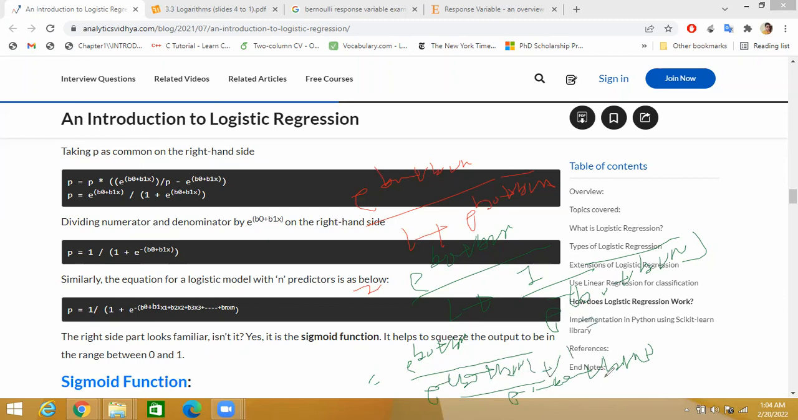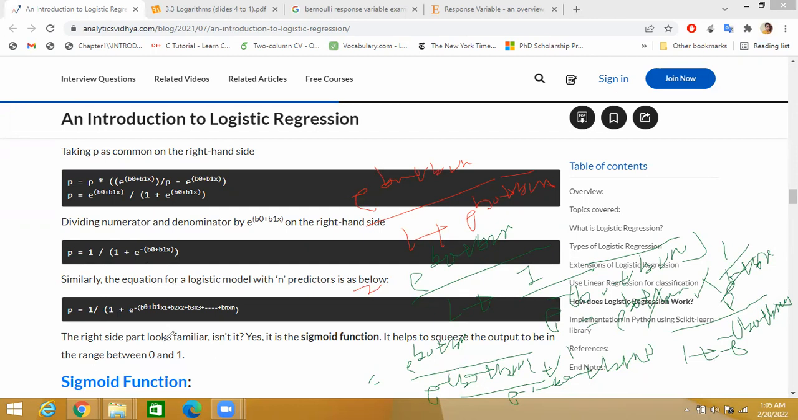Okay, and if we go then it will go up, and this is the inverse, then I can write it like this: e to the power beta naught plus b1 x divided by 1 plus e to the power minus beta naught plus b1 x. So it will cancel like this, and the equation becomes 1 by 1 plus e to the power minus beta naught plus b1 x.